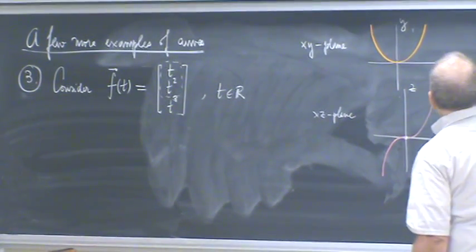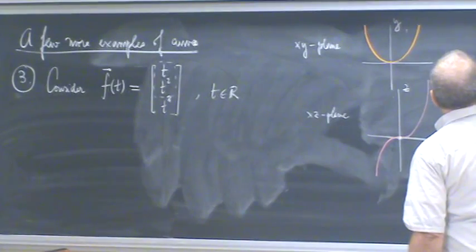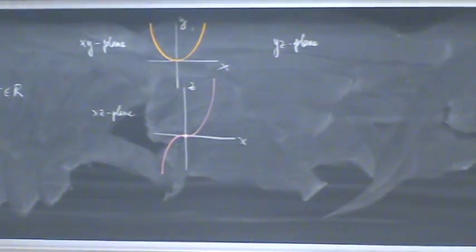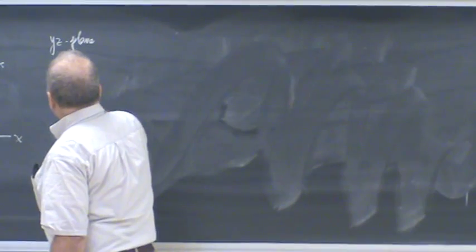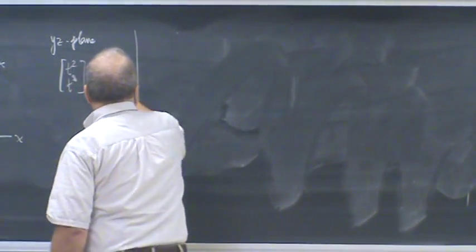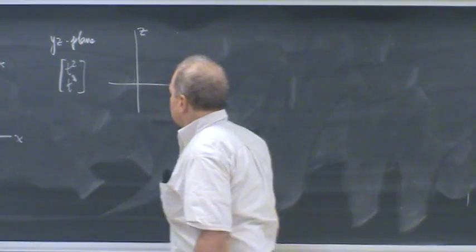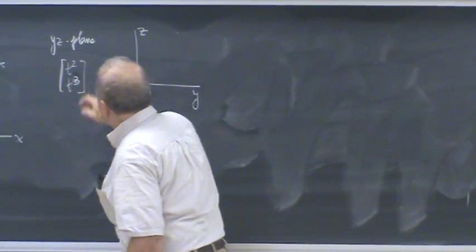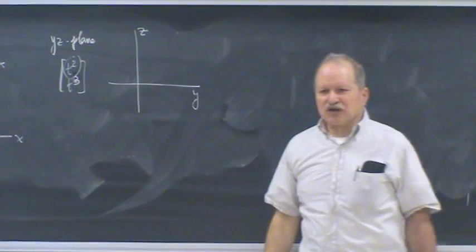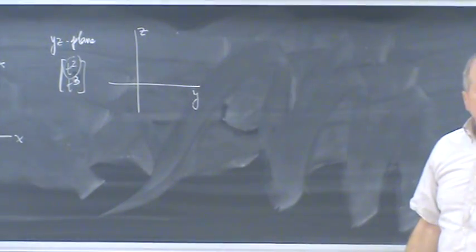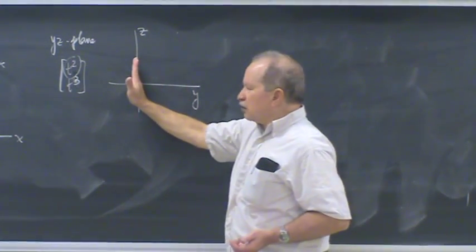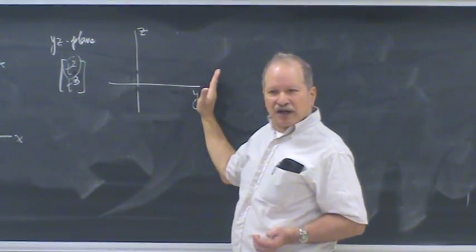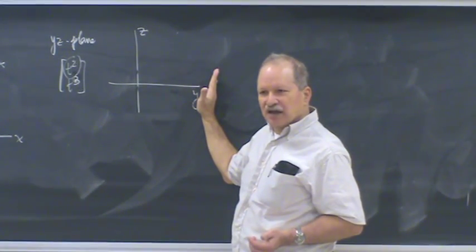All right, now comes the fun one. What do we see in the yz plane? We see t squared and t cubed. So if I draw y here and z here, what's true about t squared for all real numbers t? It's always positive. Always positive or 0. So I'm only going to be in the right half of the plane here, right? Y has to be non-negative.